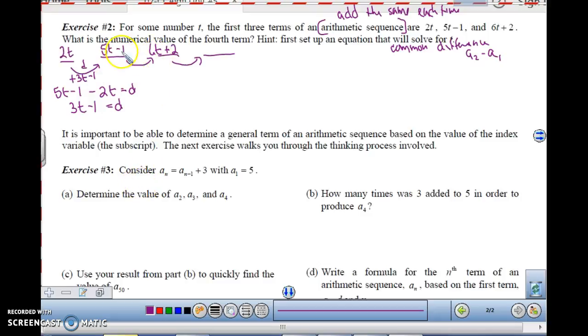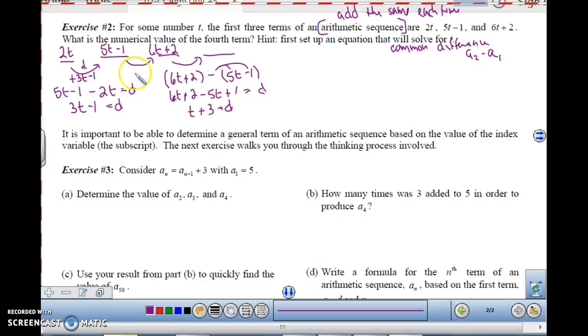So this value right here, I'm going to add 3t minus 1. Okay, now what do I have to add here to here? Well, let's see, I'm going to subtract so I can figure it out. 6t plus 2 minus 5t minus 1. That's 6t plus 2 minus 5t plus 1, making sure you distribute the minus to the parentheses, should equal d. So your difference here is going to be t plus 3.